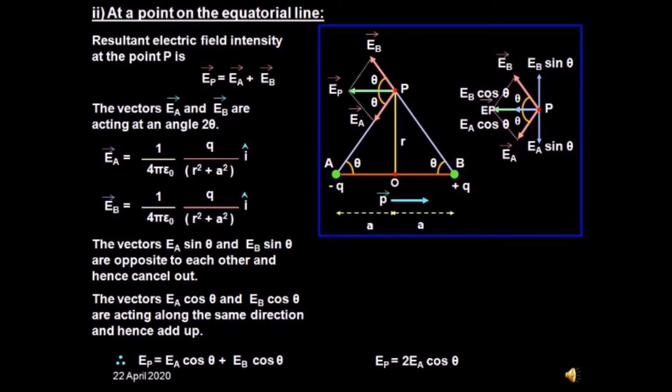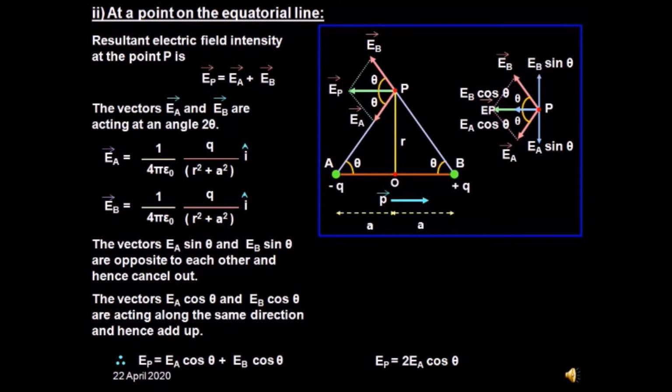But if we notice, EA sin theta and EB sin theta are equal and opposite, because EA and EB were already equal, which we have written on the left side in the EA and EB formulas. So this way EA sin theta and EB sin theta cancel each other because they are equal and opposite. Two equal and opposite vectors give a resultant equal to 0. Now the remaining components are EA cos theta and EB cos theta, and since they are along the same line, whenever two vectors are along the same line, their resultant is addition.